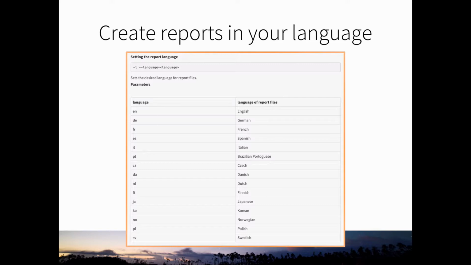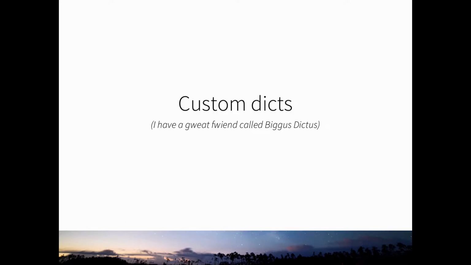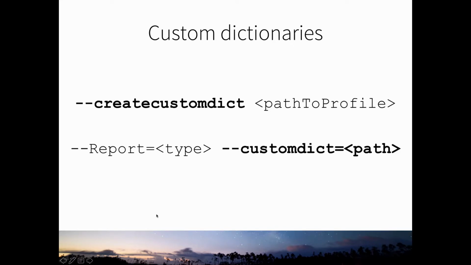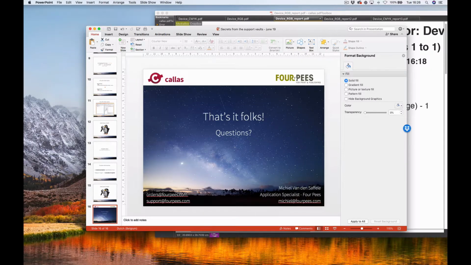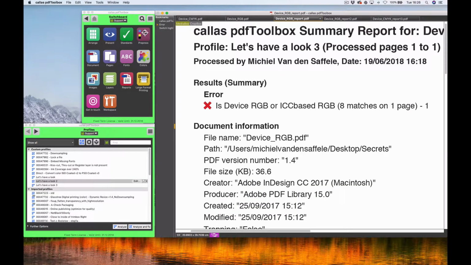So let's go back to where we were, custom dictionaries. So first off, we'll have to make a custom dictionary. You have to create a custom dict, and you do that using the KFBX profile file. This is also in the CLI, of course. And then afterwards, you can add that custom dict path to the reports call, and you will use it in the report. Now, of course, we will have a look at that as well. That's a bit soon. We're not quite done yet.